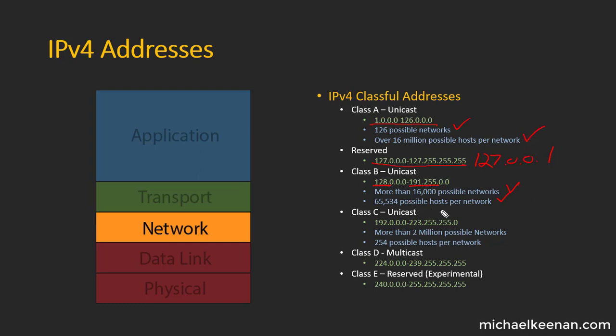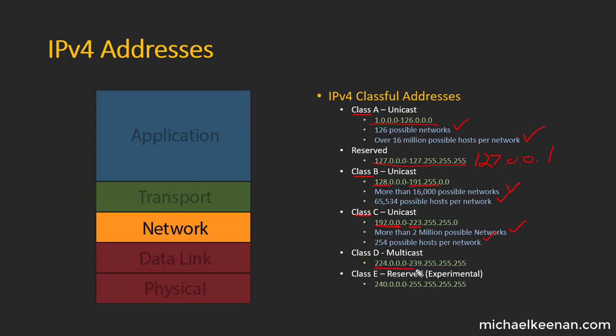Down here you have Class C unicast addresses. Those begin with 192 through 223.255.255.0. There are more than 2 million possible networks and 254 possible hosts per network. As you can see, once you go from Class A to Class B to Class C, the possible hosts per network decreases, whereas the possible networks increases.